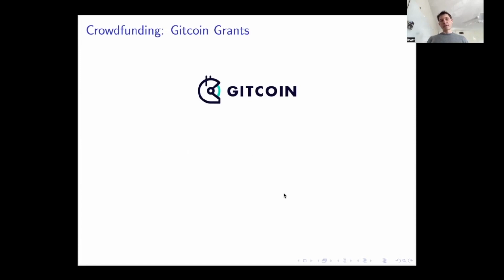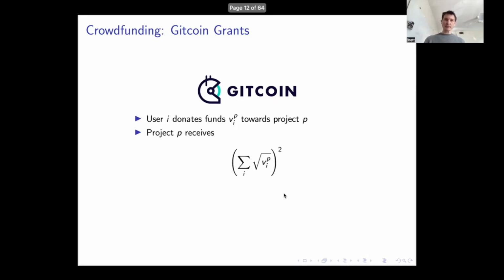One other place where it is used is in crowdfunding. This is going to be a little different from the model we talk about, but I wanted to bring it up because it is a place where quadratic mechanisms are being used. So we have Gitcoin grants here. The idea of quadratic funding is you have some user i, and they're going to donate some funds towards some particular project p, and they donate this amount v_ip. And instead of receiving the sum of the v_ip, project p actually receives the square of the sum of the square roots. And this again flattens out the donations made by whales.